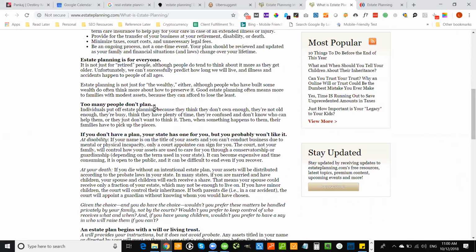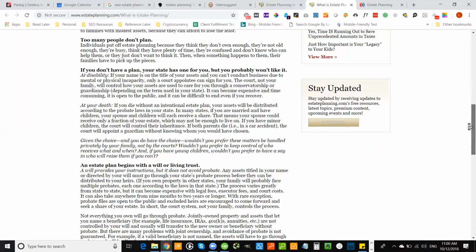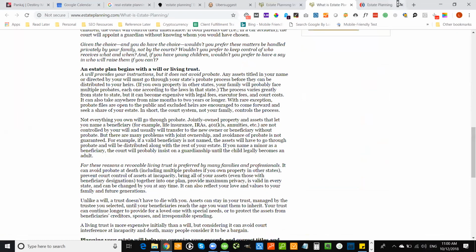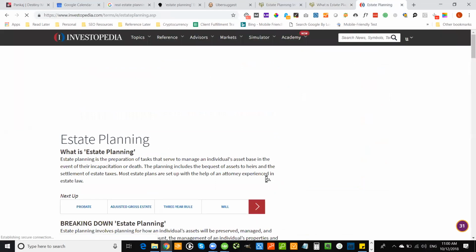Too many people don't plan. So lack of planning, that might be a good subtopic. If you don't have a plan, your state has one for you, but you probably won't like it. So that would be a good subtopic. So basically, what they're saying is make sure that you have a plan in place. Otherwise, the government will do it for you, which probably won't be the best for your family. So that's the main takeaway here: go through these different articles that are ranking well and just see the different subtopics they are talking about.